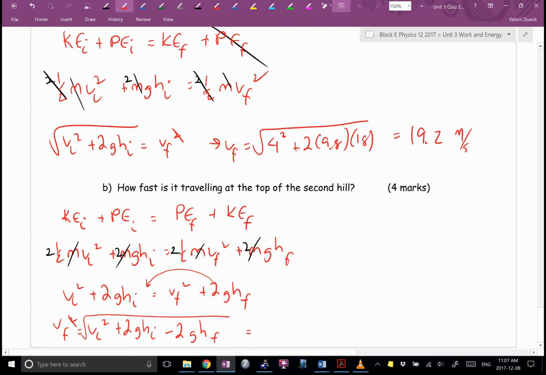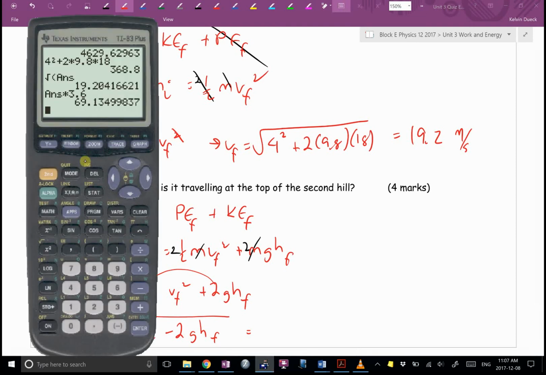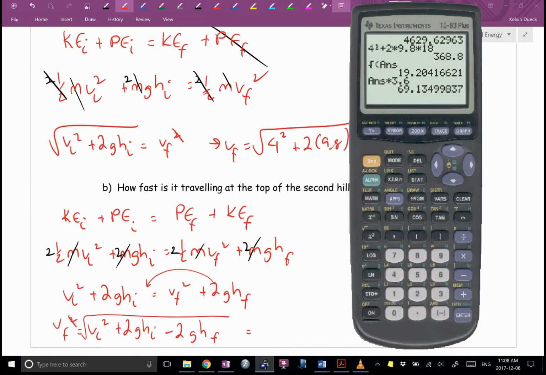If you plug in the numbers, was vi 4? I think. Oh, you know what? If I'm really, really clever on my calculator, if I just backspace a few. There. 4 squared plus 2 times 9.8 times h initial. Yeah, that was a little saving. Minus 2 times 9.8 times... What was the height of the final hill? 10? 10.6. That seems high. That never happens.